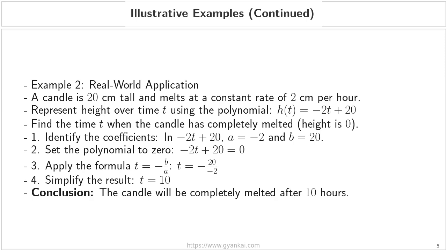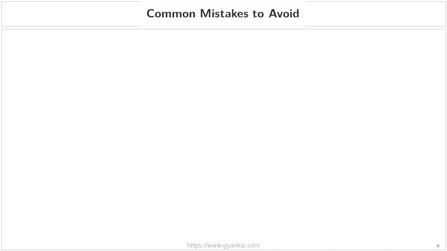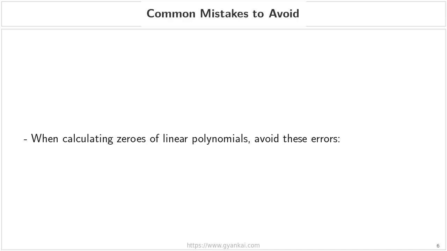In the next slide, I will highlight some common pitfalls to watch out for so you can apply this method accurately every time. Common mistakes to avoid. Now, before we wrap up our lesson and move on to our final summary, I want to pause and discuss some common pitfalls. Even when you understand the formula, it is very easy to make small mistakes that lead to the wrong answer. So, when you are calculating the zeros of linear polynomials, please be mindful of these 3 specific errors.